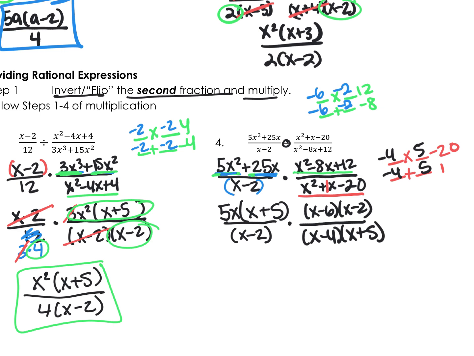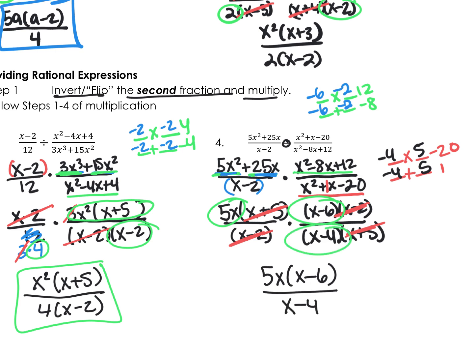And now we're looking for common factors. So we've got an x plus 5 and an x plus 5. We've got an x minus 2 and an x minus 2. And that's all of our common factors. So then we multiply everything in the top together for our answer. So 5x and x minus 6. And then we multiply everything in the bottom together, which the only thing left here is x minus 4. So that is our answer.